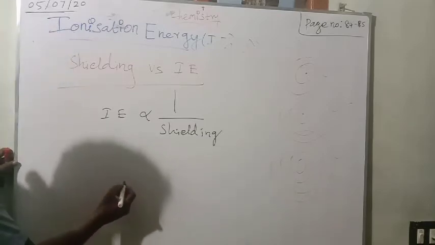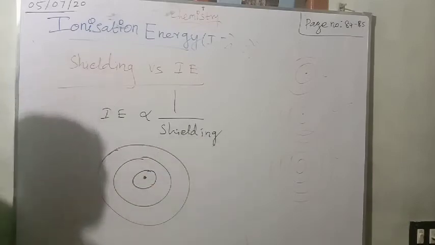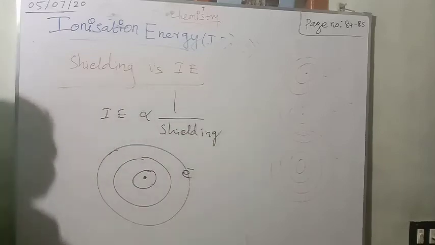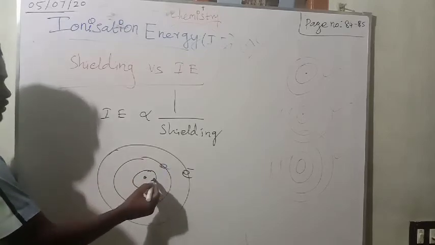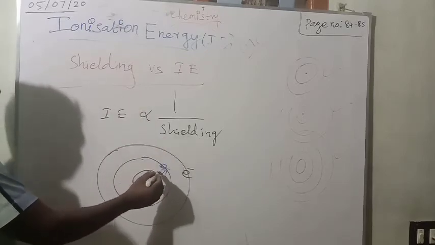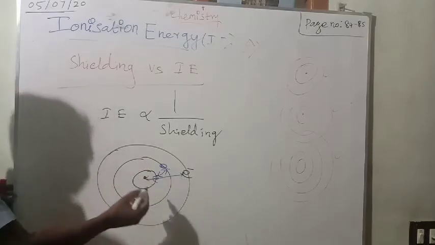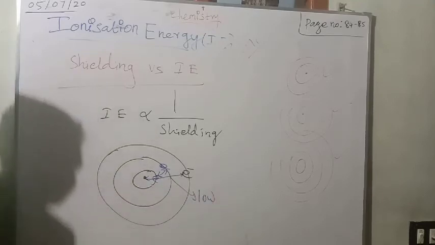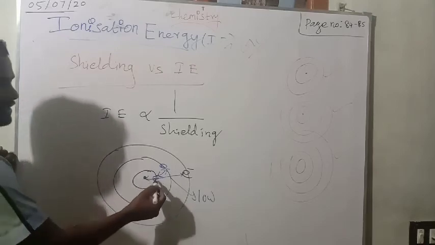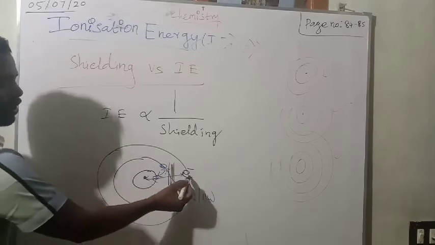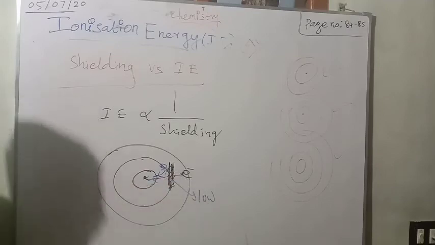Here we can take one example. This is a nucleus, right? Suppose we are going to remove electron from this valency cell. Because of this inner cell electron, here also there are some electrons which will give some repulsive force. Because of this repulsive force, the force between this nucleus and the outer cell becomes low or less. So it will hide or shield. The inner cell electron will hide the nuclear charge. Because of this screening or shielding, less energy only is attracting the electron.